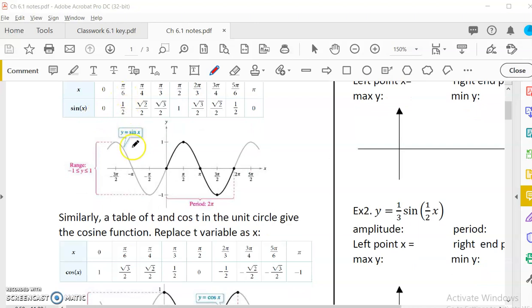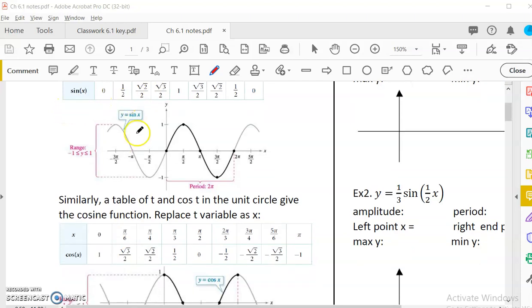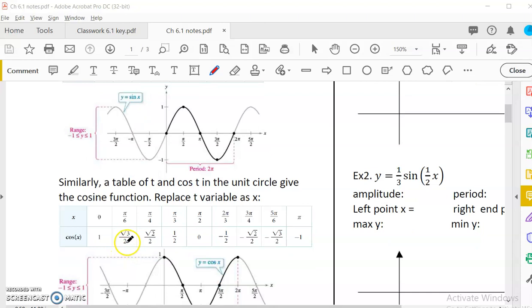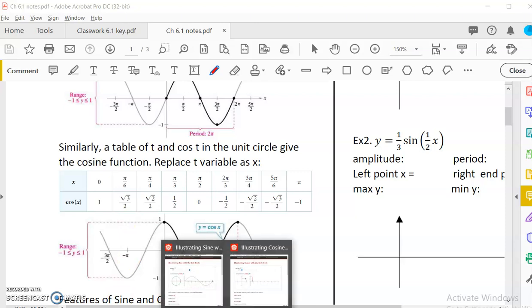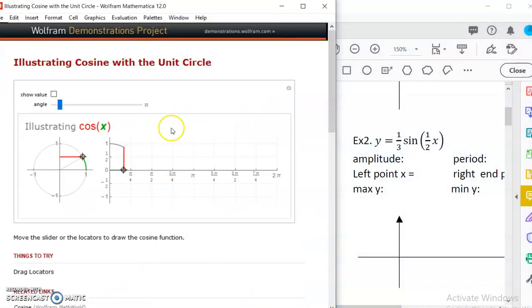If you compare the two tables, at pi over 6, x is root 3 over 2, y is 1/2. You can see that 1/2 shows up in the sine table, but root 3 over 2 shows up in the cosine table, with the input pi over 6. So let's look at the other program. This one is cosine, right? If I start from 0 again, right now I have angle 0. What is the y value? The y value is 1. So you can see that the graph starts from here.